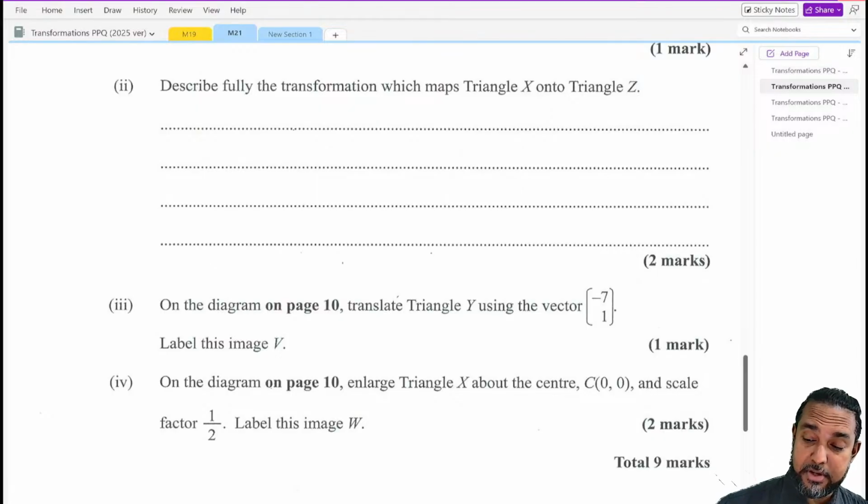Enlarge triangle X around center 0, scale factor half. All right, I had to show you that one. Yeah, but when I show you that one, I will break for lunch then, right? Because I had to run to St. James to come back. And we have no more paper towels, so I had to get that too.